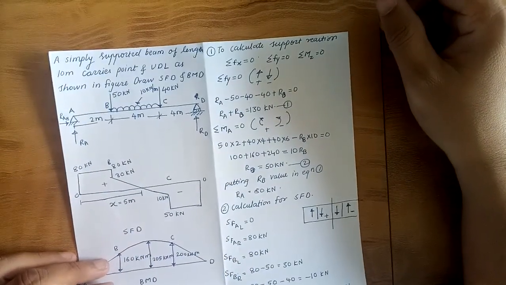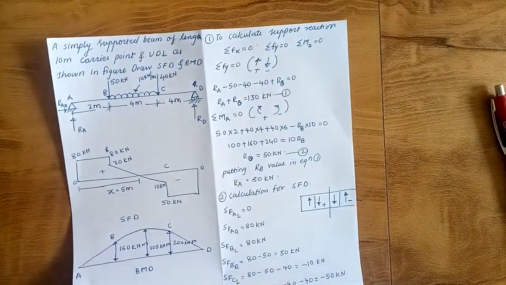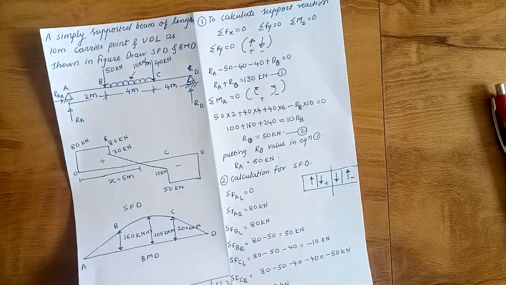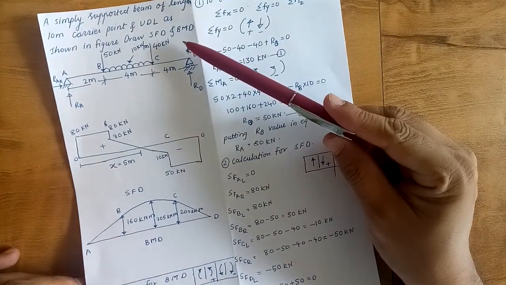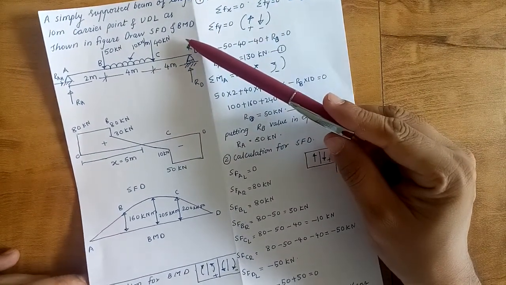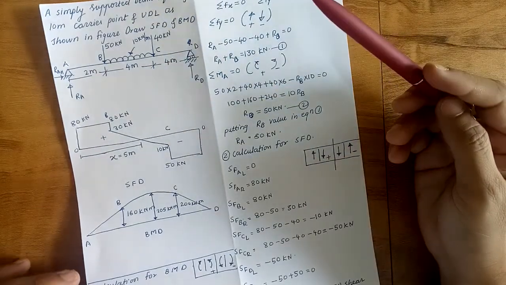So we have a problem here. A simply supported beam of length 10 meter carries a point load and UDL as shown in the figure. Draw SFD and BMD. Also find out the point of maximum bending moment and calculate the maximum bending moment.